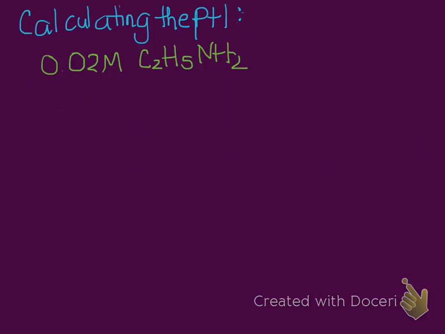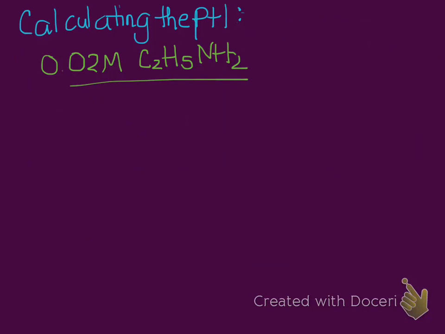Let's take a look at calculating the pH of 0.02 molar C2H5NH2. That would be ethylamine. All right, so because this is a weak base, we cannot directly know the pH or even the pOH because it's not going to dissociate. We're going to have to take into account the Kb. But before we can take into account that Kb, first we have to write the dissociation.